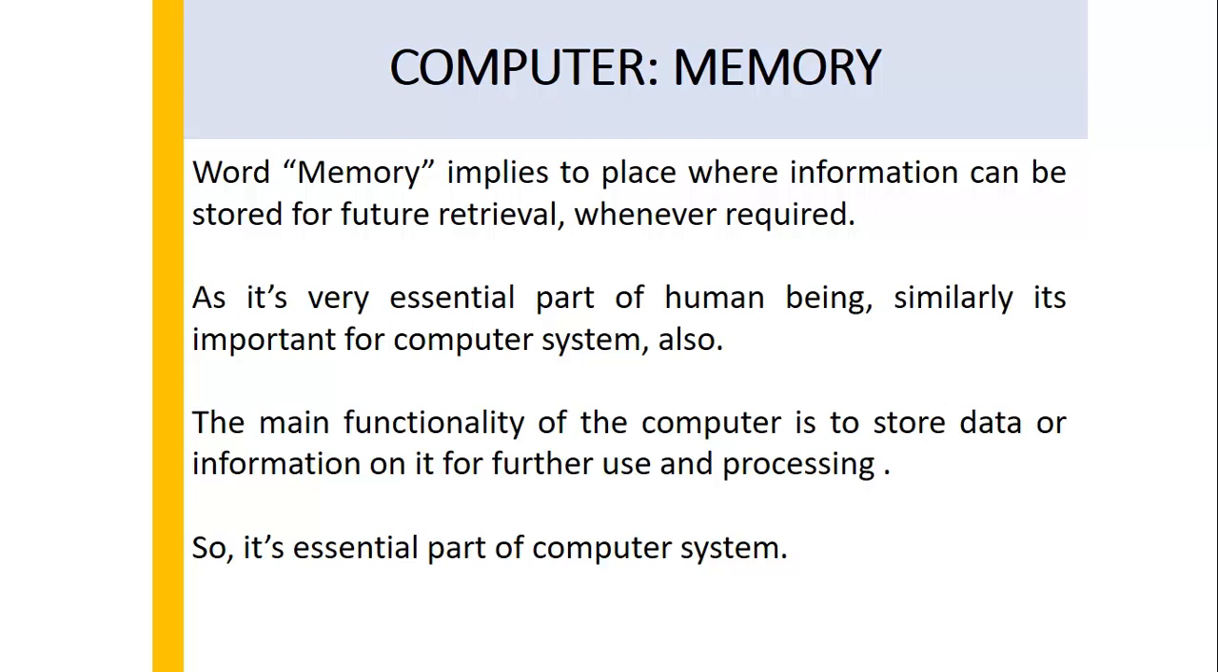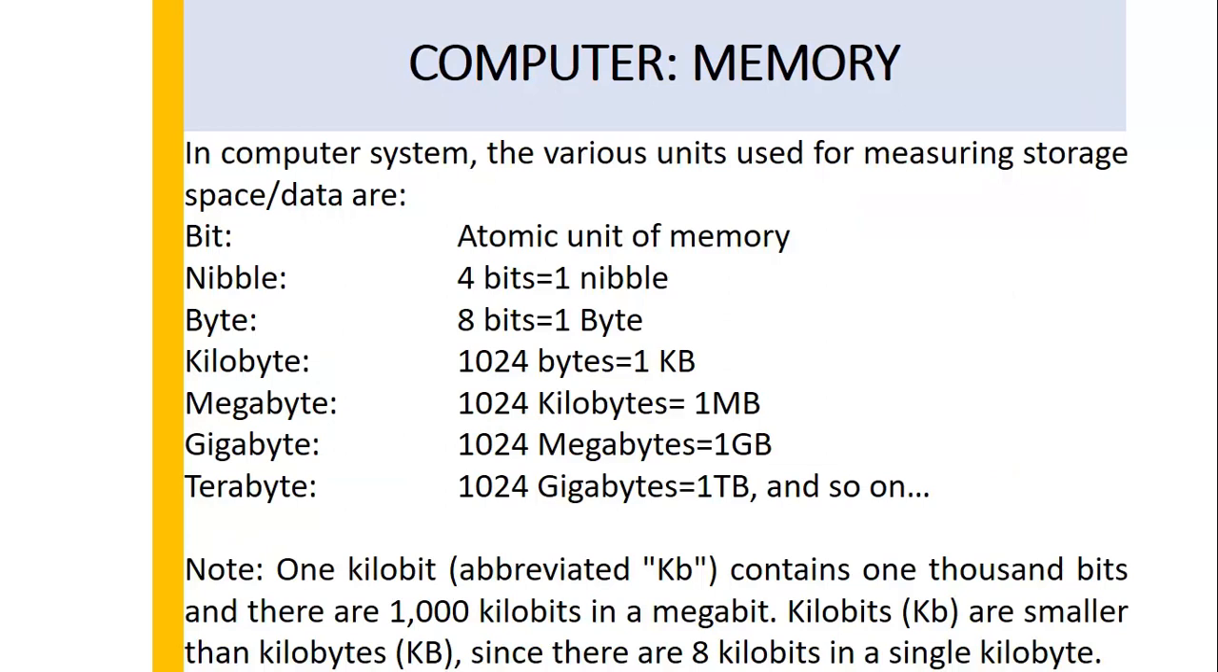The main functionality of a computer is to store data or information and use it for further processing. So, memory is an essential part of a computer system. In a computer system, the various units used for measuring storage space or data are: bit, the most atomic one, that can have two values, 1 or 0. Next is nibble. A nibble consists of 4 bits. So 4 bits is equal to 1 nibble.